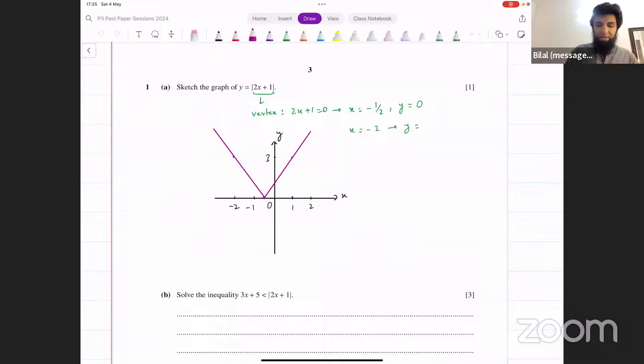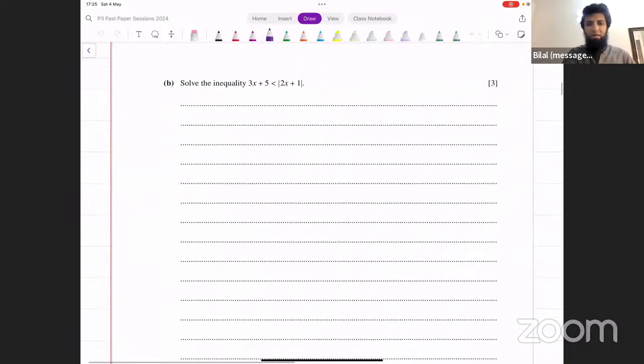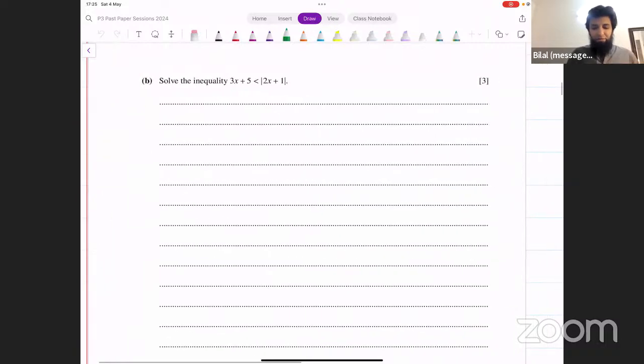That's your graph. Now in the second part, it says solve this inequality. Now for this, you've got a standard method. What's that method? You treat this as an equation, first of all. So you say this is 3x plus 5 equal to modulus of 2x plus 1. Now remove the modulus sign, put plus minus on any one side. Let's say I put that on the right side, plus minus 2x plus 1.